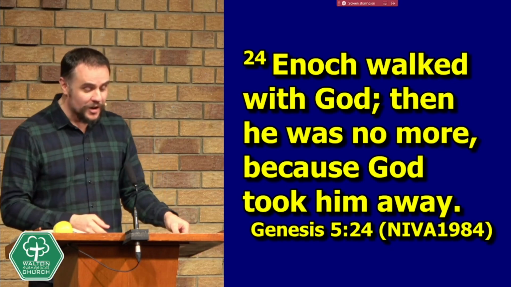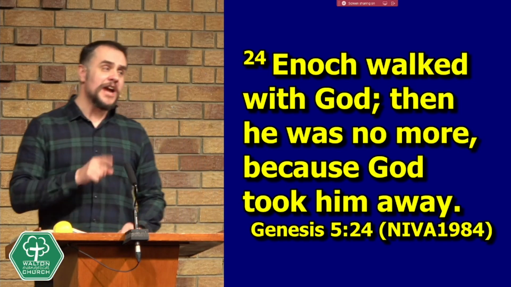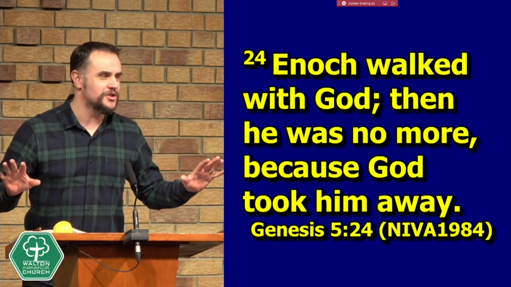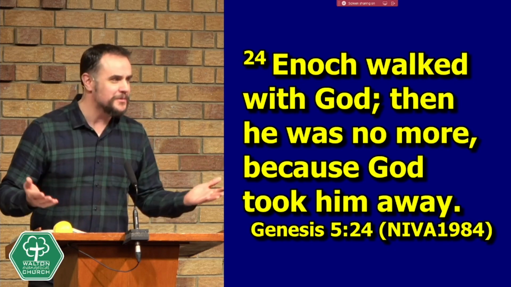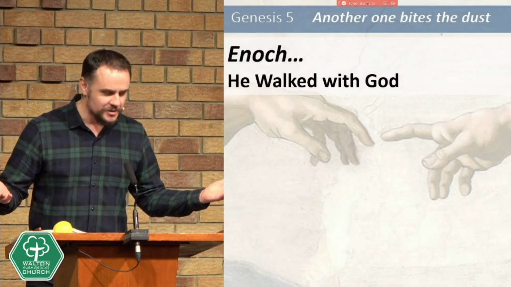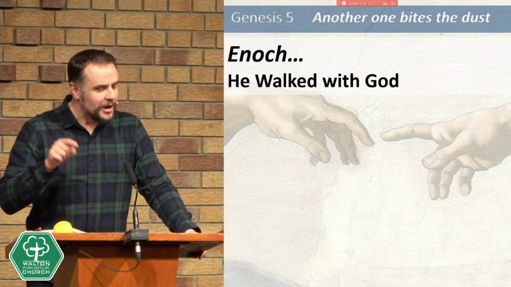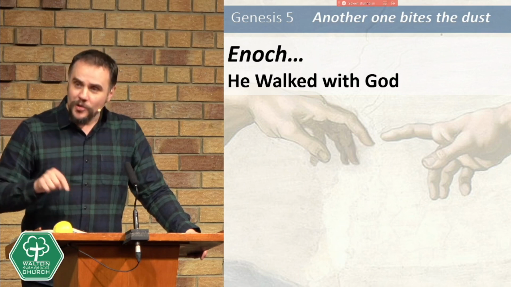So first of all, he walked with God. Let's look at Enoch. Because in a chapter that is full of death, here is one man who didn't. Here is a character who escaped death. How on earth did he do that? He did it, says the author, by walking with God. That's how he escaped death. By walking with God. What does that mean?